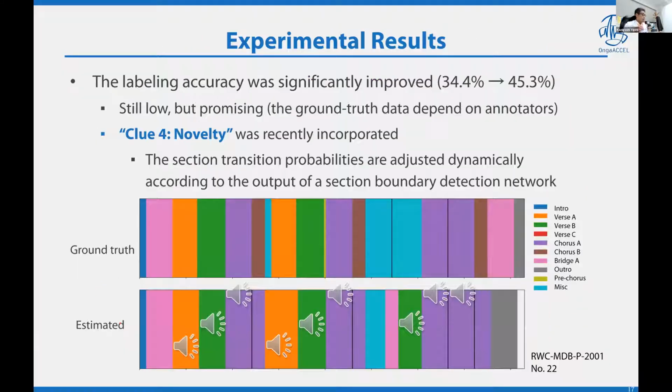So these are the experimental results. The labeling accuracy was significantly improved by using the language model. This performance seems still low, but promising, because the ground truth annotations depend on annotators in music structure analysis. This is another fundamental problem: the non-uniqueness of the ground truth data. So this issue should be addressed in future work.